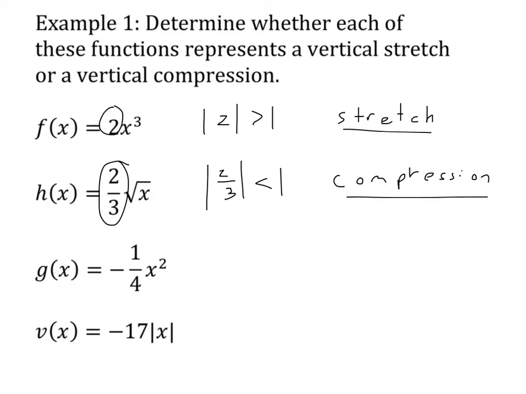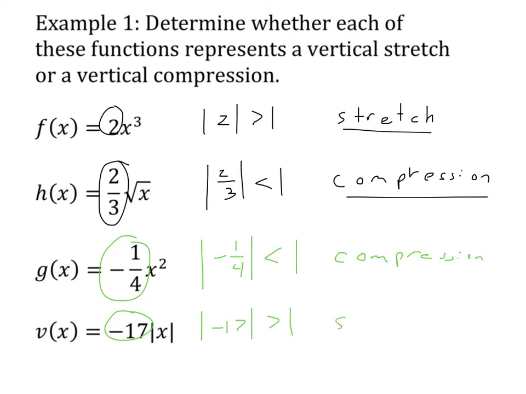Alright, so if you didn't do the last 2 on your own, pause the video and try those on your own. So here we have a coefficient of -1/4. The absolute value of -1/4 is 1/4, which is less than 1. Because of that, this will be a compression. And the final one, we have -17 as our coefficient. The absolute value of 17 is most definitely greater than 1, which means this is a stretch.